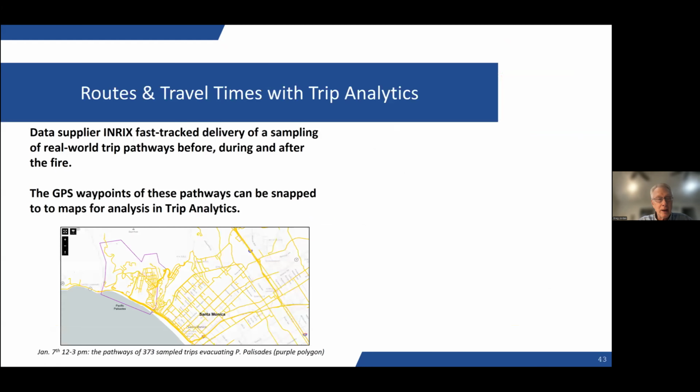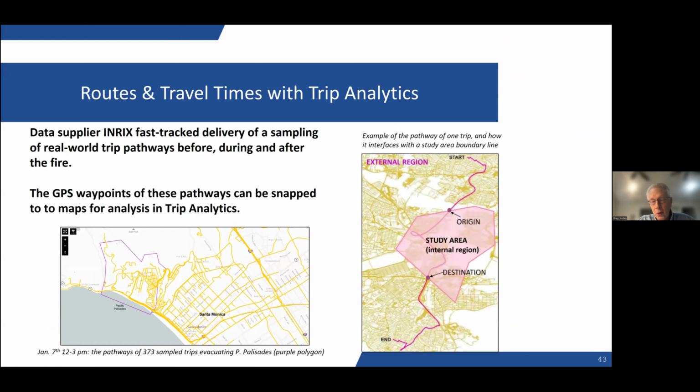But what I'd like to do is get a little more precise about those travel times. INRIX volunteered to send us real-world trips, a sampling of real-world trips quickly, so that we could get this analysis going. We can snap those to pathways and get routes and evacuations. So what we're seeing is the trip analytics route map showing the evacuation of almost 400 vehicles between noon and 3 o'clock in the afternoon. And again, this is a sample of all trips.